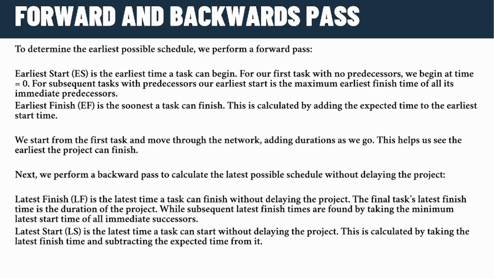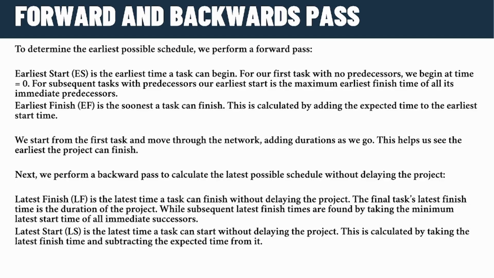Forward and backward pass. To determine the earliest possible schedule, we perform a forward pass, and performing a forward pass will give us our earliest start and our earliest finish. Our earliest start will begin with our first activity, which is 0, and the earliest finish that activity will have will be the duration that activity will take to complete, and the following activities will have the earliest start of the previous earliest finish.